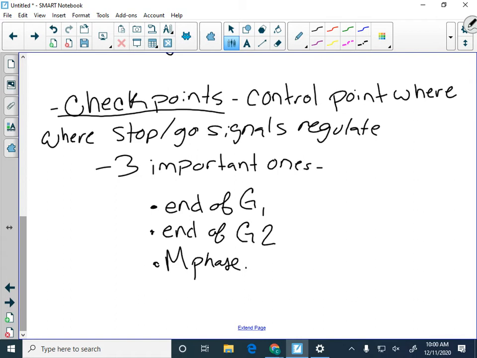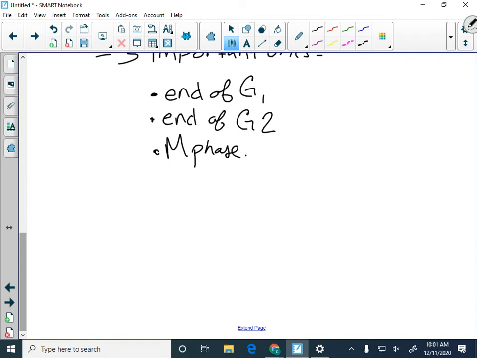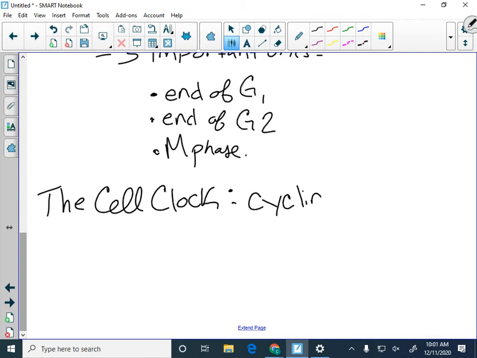So, I talked about an internal clock, right? That clock is rising and falling concentrations of two molecules called cyclin and cyclin-dependent kinases. The cell clock is made of cyclins and cyclin-dependent kinases.